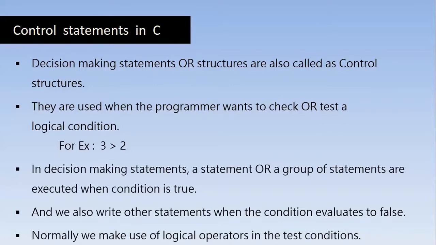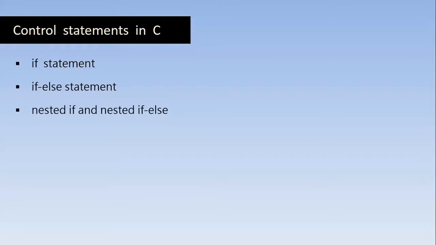Normally we make use of logical operators in the test conditions, right? By making use of logical operators, we build the test conditions or logical conditions. If you're not aware of logical conditions, go and watch our second or third video where we have discussed all the types of operators in C programming. Right now, look at the various control statements in C programming: the if statement, if else statement, nested if, and the else if ladder. These are the four different types of control statements in C programming.